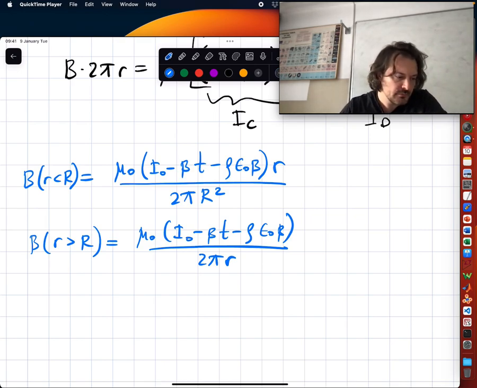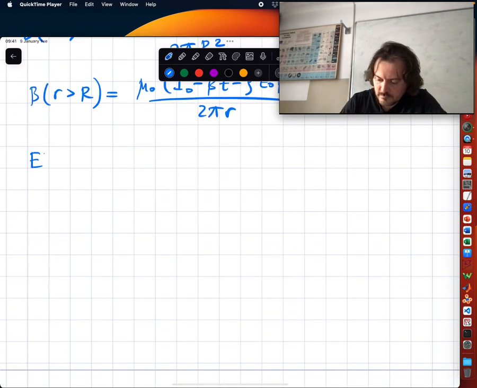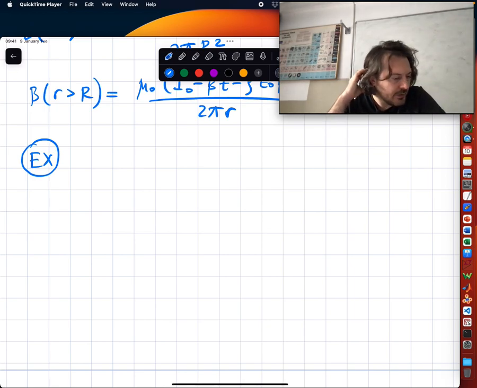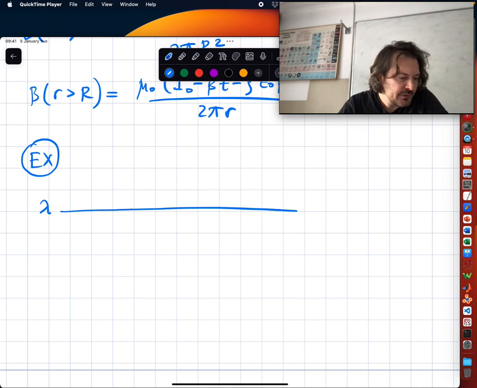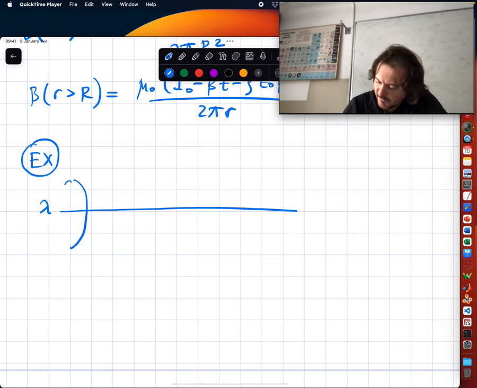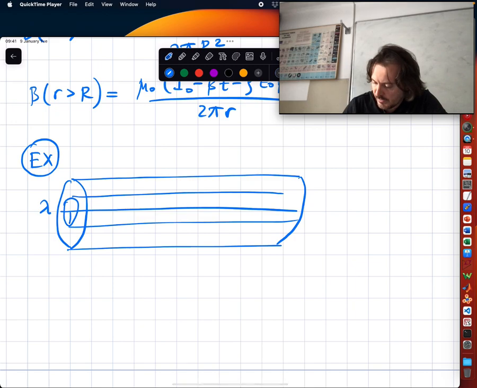Okay, interesting question. I have a very long line of charge with uniform density lambda, like this, concentric with a cylindrical tube of inner radius R1 and outer radius R2 containing uniform volume charge density rho. So it's concentric with this, and I assume that both of them go to infinity, more or less. This one has R1 inside, R2 outside.